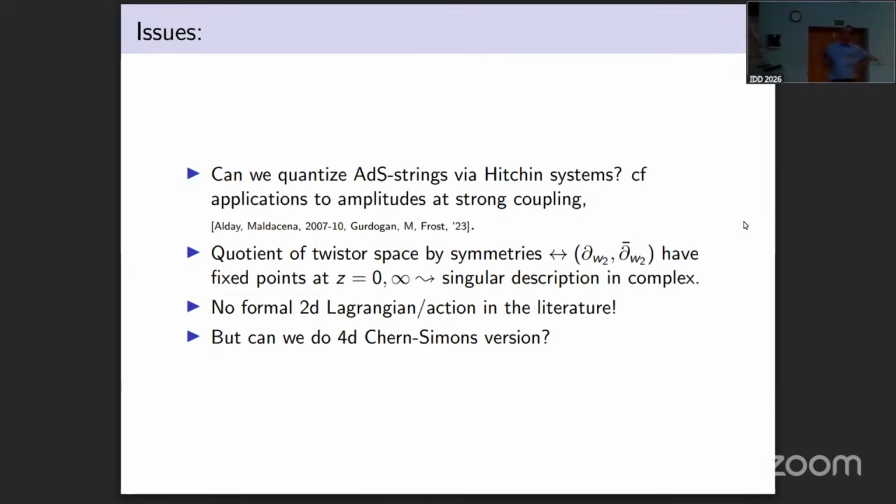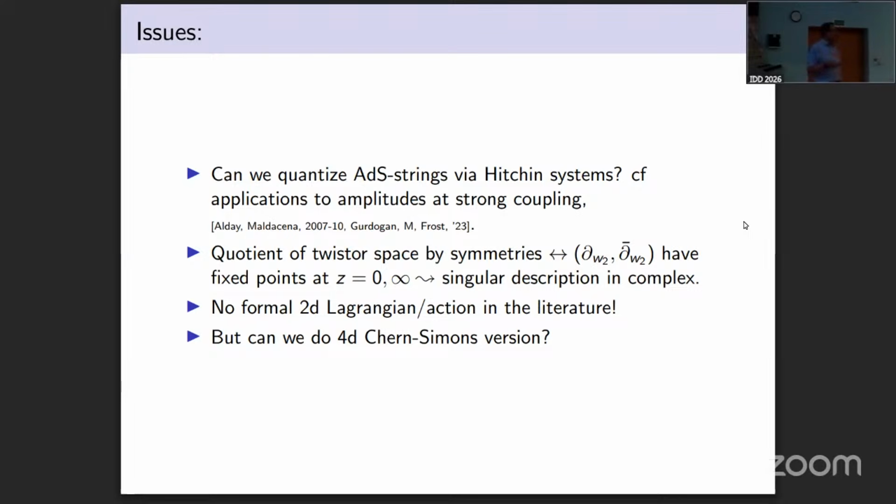Yeah, so then I was a bit stymied by the usual issue that I was talking about, that the quotienting of the twistor space by these symmetries, by the complexified versions of these symmetries, meant that the twistor description wasn't very comfortable. You have these singularities. But then I also discovered that there wasn't really a formal 2-dimensional Lagrangian for the Hitchin equations in the literature, as far as I could find. Somebody in the audience will stick their hand up at the end and say, by the way, did you see this paper? But by then I'd learned about the 4D Chern-Simons story. So this was an opportunity for me to try and figure out how to do that.